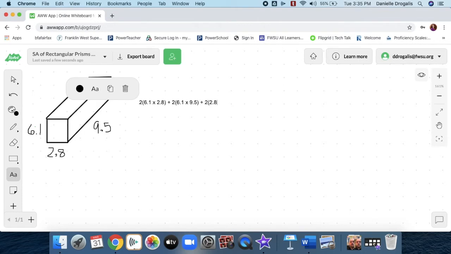So that was 2.8 times 9.5. Excellent. It's still common when we are working with dimensions like this, calculating areas or volumes, that the X would be used. At the high school math, algebra level, the X is no longer a multiplication symbol, or we don't use it that way anymore, because X might mean a variable.